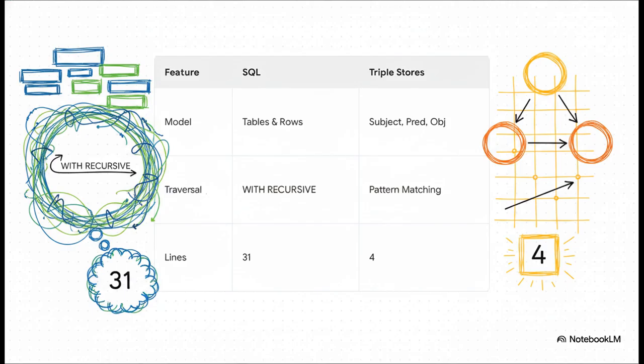On the flip side, triple stores use that simple atomic subject-predicate-object structure, which gives you incredible schema agility. Path traversal is handled elegantly through declarative pattern matching with SPARQL, shrinking your logic down to just 4 highly readable lines. For a dev team, this isn't just about typing less, it's about fundamentally reducing the places where bugs can hide. It makes onboarding so much faster because the code actually reads like human intent, and it ensures your architecture won't just buckle under memory demands as your data gets more connected.